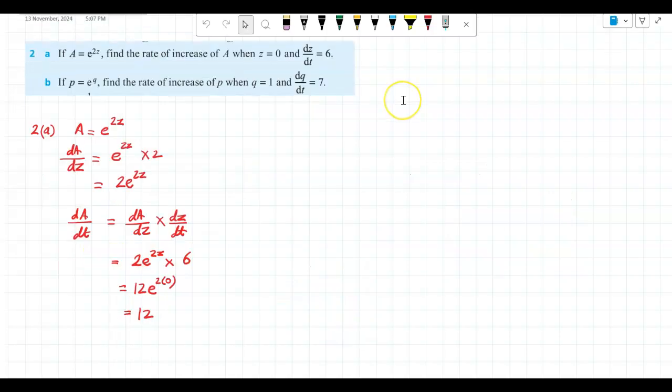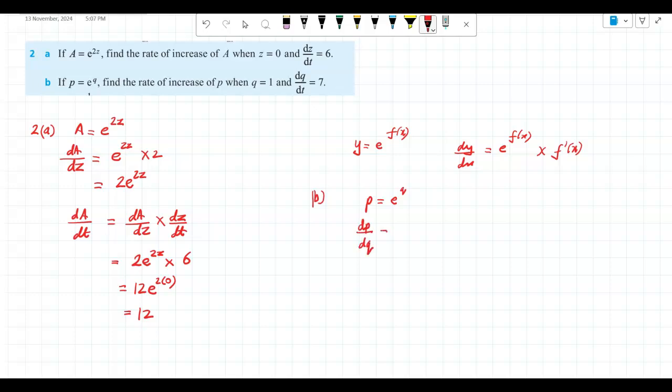That's it. See, you need to remember, whenever y is equal to e raised to some function, the derivative is e raised to f(x) into the derivative of this inner function, which is your f(x). So if you have p is equal to e raised to q, it will just be e raised to q, into dq by dq, which is 1, if you apply the chain rule. Okay, yeah, that I got.